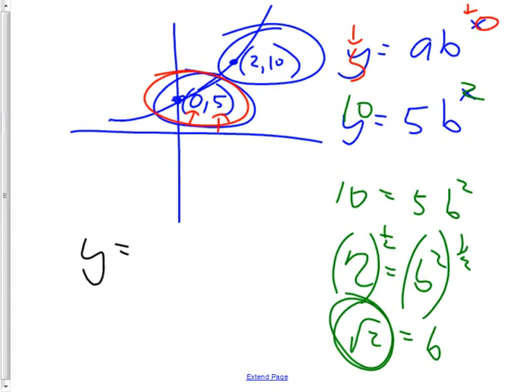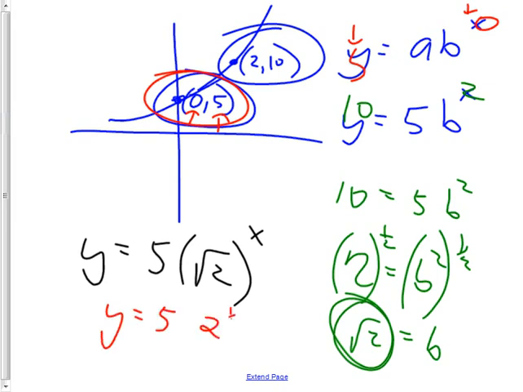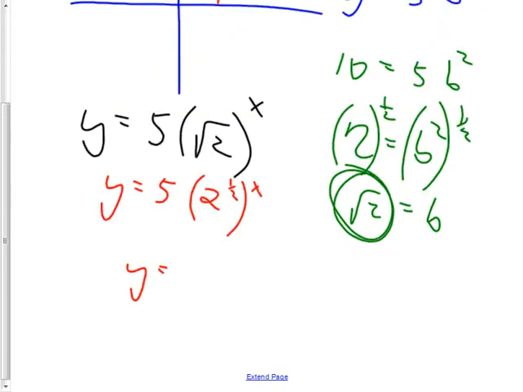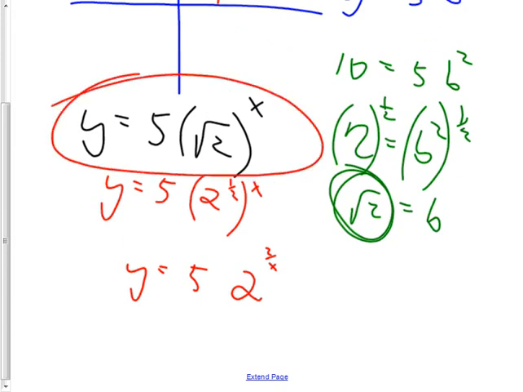Y equals a times b to the x, which is right there. Now that would also be the same as square root of 2. You could write it as 2 to the 1/2 power to the x. So then I could really write it as this, times 2 to the 1/2 x. Well, that's a little bit of a stretch, but you didn't have to do it that way. You could have left it this way and been just fine.